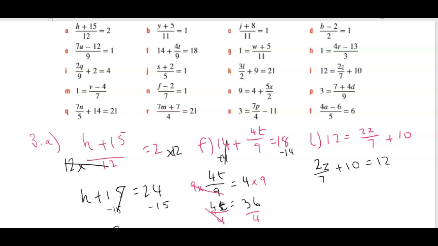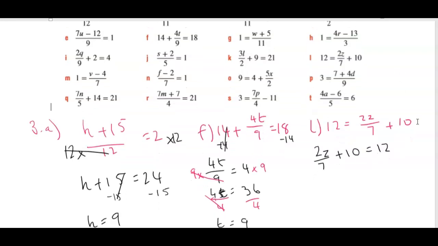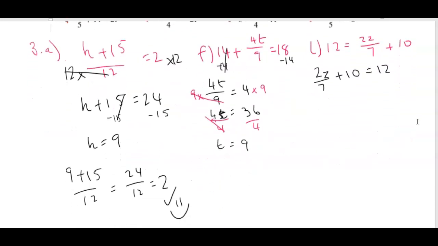Or you could solve it the other way. It's fine, but when you're just starting with algebraic equations, it's probably a good idea to put it into something that you're familiar with. All right, so let's get rid of that 10. Remember that 10 is by itself. It's not a part of the fraction, so we get rid of that first. And then we've got 2z over 7 equals 12 minus 10, which is 2. Then multiply both sides by 7.